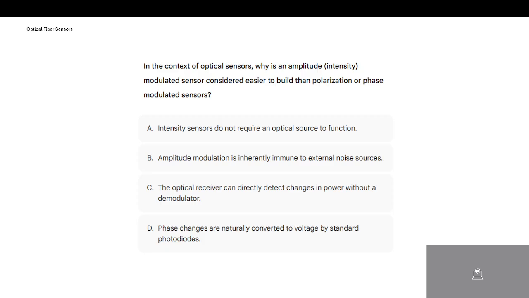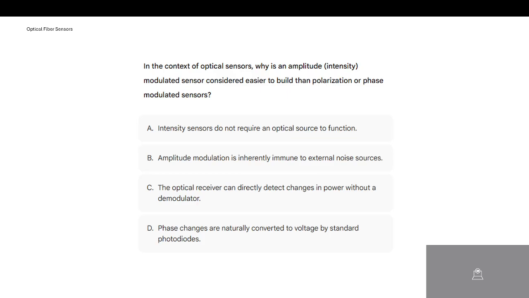Okay, so moving towards the question answer session, we'll discuss the first question. We are going to the basic, memory-based questions. The first question is: in the context of optical sensors, why is an amplitude intensity modulated sensor considered easier to build than polarization or phase modulated sensors?